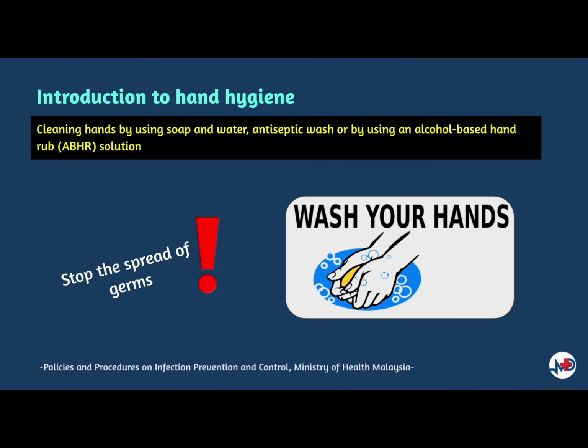Hand hygiene is a general term used to describe cleaning hands by using soap and water, antiseptic wash, or by using an alcohol based hand rub solution, also known as ABHR solution. Hand hygiene is considered to be the single most important way to stop the spread of germs.